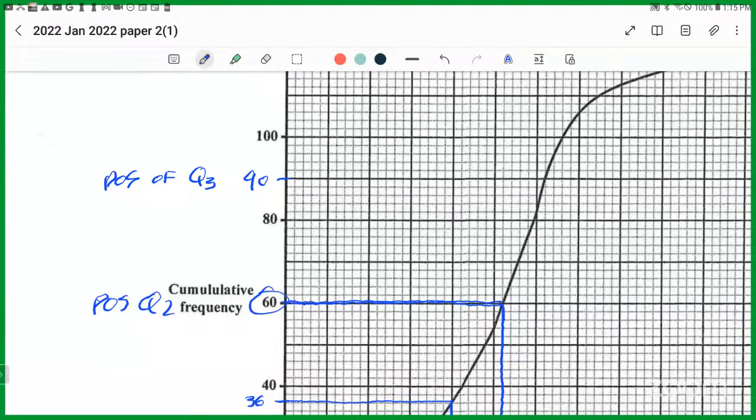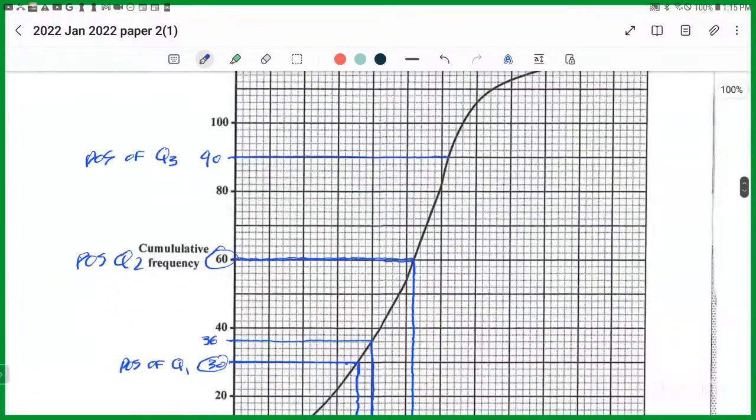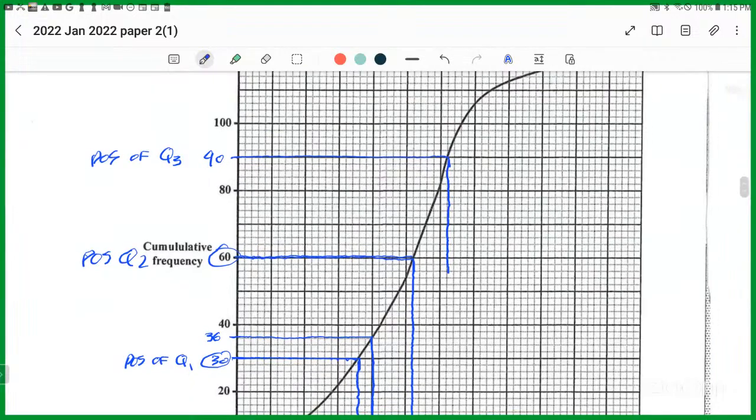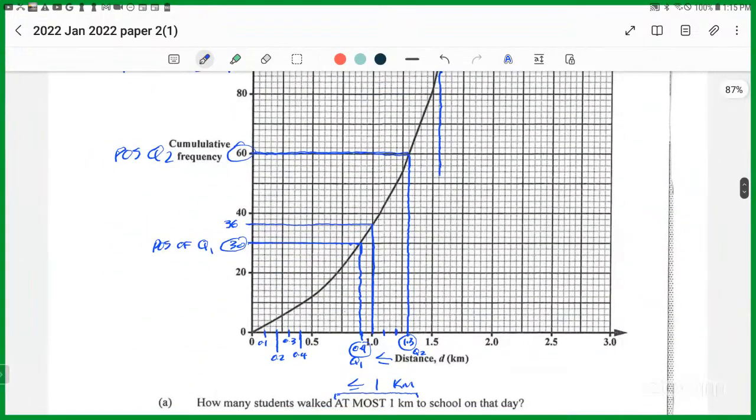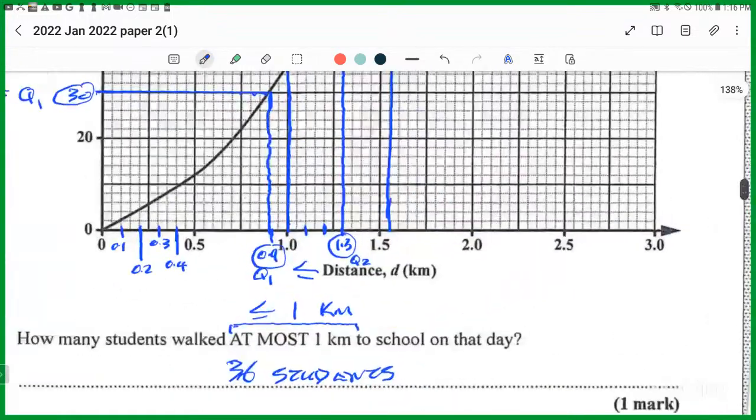Come across on the graph until you meet the curve right here, and then read that value down on the x-axis, down here on this line. If you draw these lines on the graph with your ruler, it's basically you showing the examiner how you got it. Let's read this one carefully now.